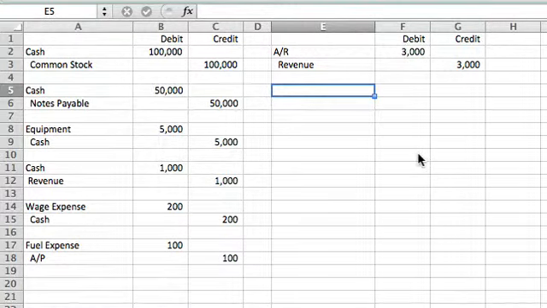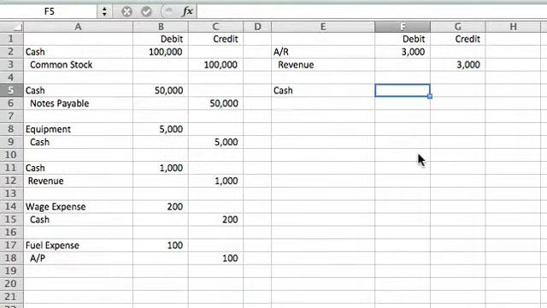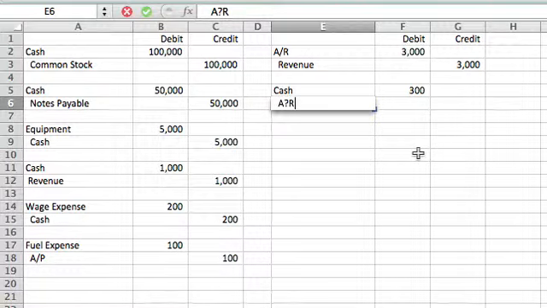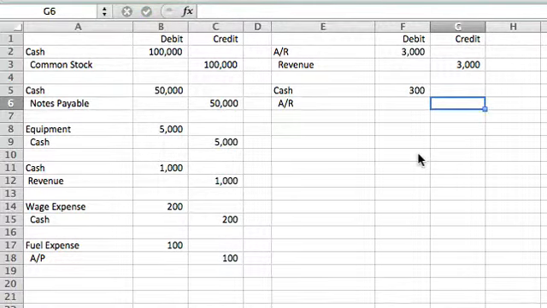Then that customer made a partial payment of the $3,000. In fact, they paid $300. So what happens? Well, one asset went up, cash, by $300, but another one went down, accounts receivable, because they no longer owe you $300. Yes, they still owe you another $2,700, but they owe you $300 less.